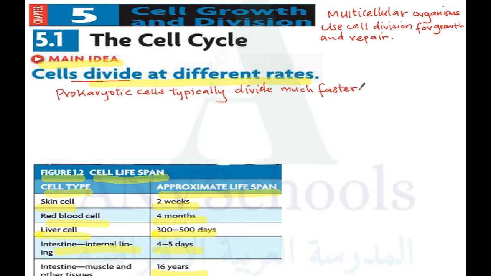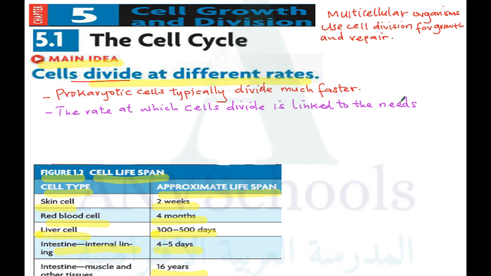So the rate at which your cells divide is linked to your body's needs. The rate at which cells divide is related to your body's needs. If they are really needed by the body, then they will be dividing faster. So in humans, for example, the S, G, and M stages together usually take about 12 hours.